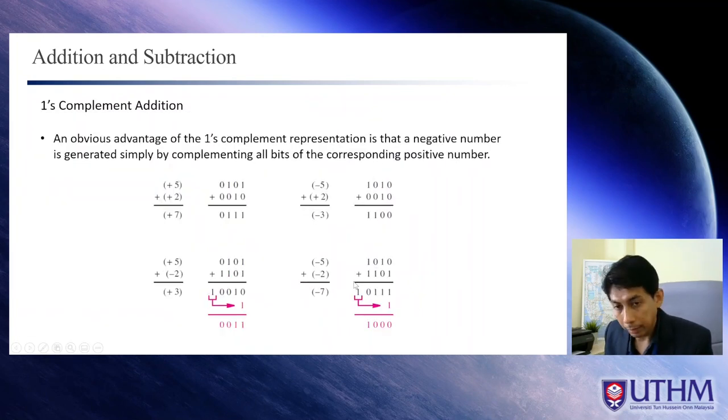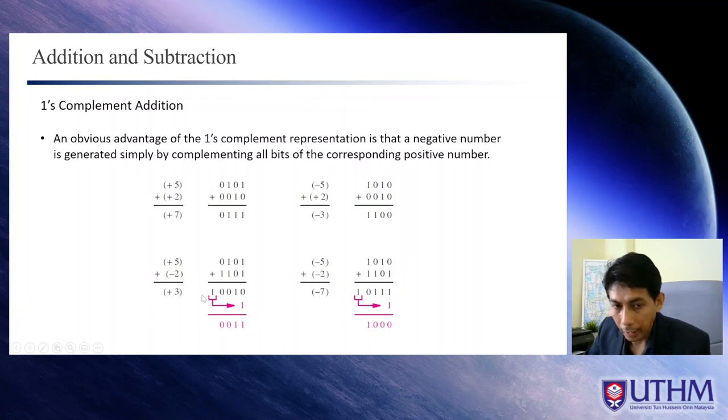Alright. But the problem with first complement number is that you need to add 2 times. Right? Just like Bravin Ram asked, why do we need to add another one? Yes, we need to add. The reason is that we need to get the correct number.